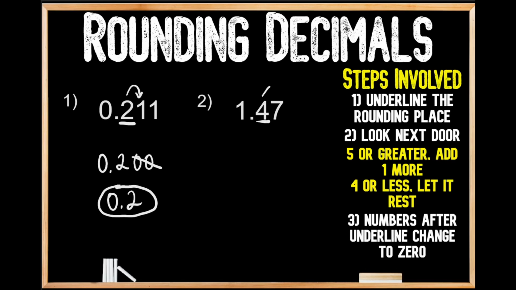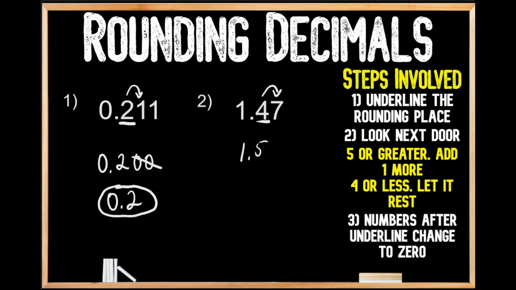And now we're going to look to the number that's immediately next door to the right to see if we're going to be rounding up or down. And obviously 7 lies in the category of 5 or greater, so we're going to be rounding up. So we're going to be adding 1 more to the place that we're rounding. So that's going to give us 1 and 5 tenths.